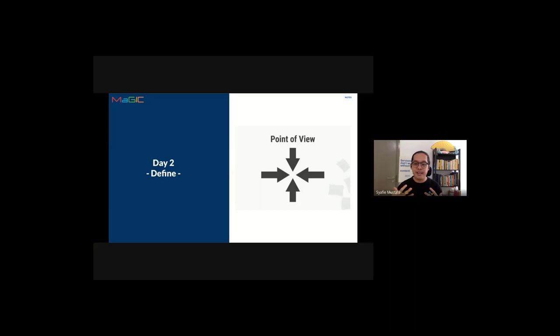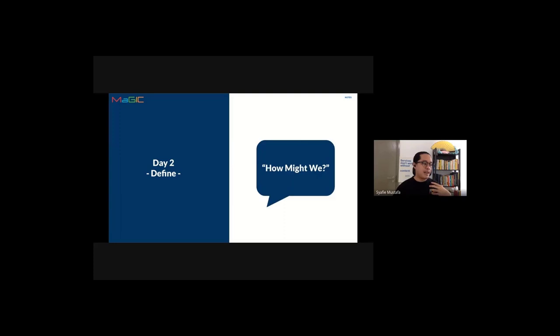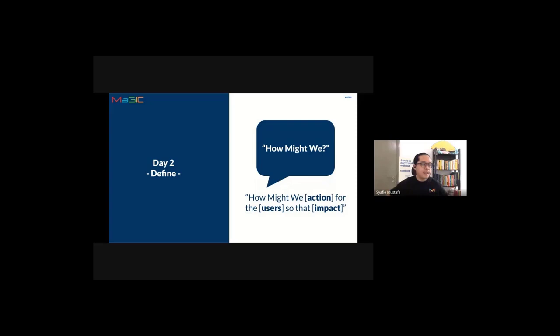A challenge question. So there's a formula to it, for you to shift from a problem statement into a potential solution. We call it how might we, or HMW. So you take these how might we questions and put them into this formula: how might we, action, for the user, so that, impact. I'm going to give you some examples.